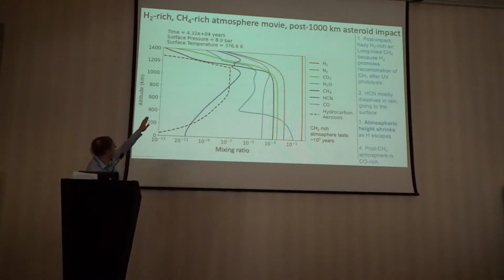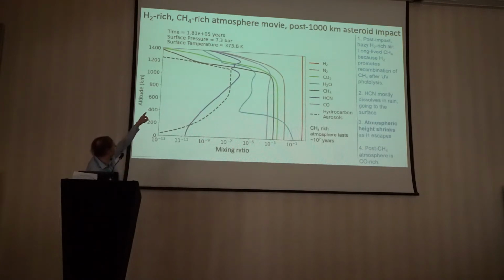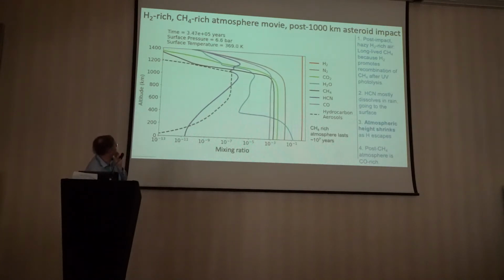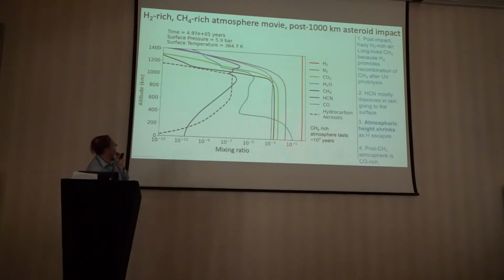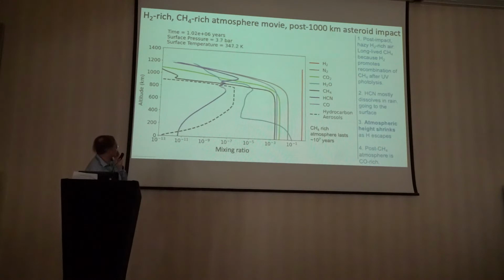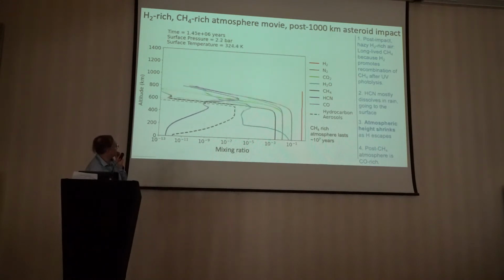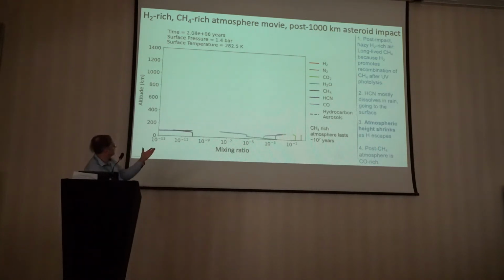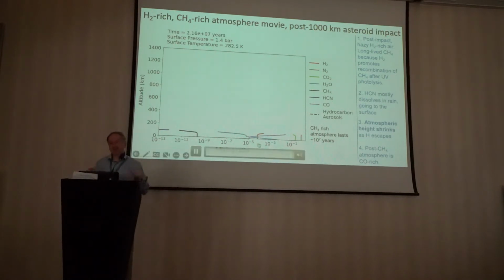years. Remember, this is a hydrogen-rich atmosphere, except we're losing hydrogen, so the surface pressure is going down. The atmospheric scale height is decreasing. We're oxidizing the methane to carbon monoxide. Carbon monoxide is now quite rich. And then the atmosphere collapses to a small scale height at the end. All of this is happening over a time scale of millions, or 10 to the 7, tens of millions of years.